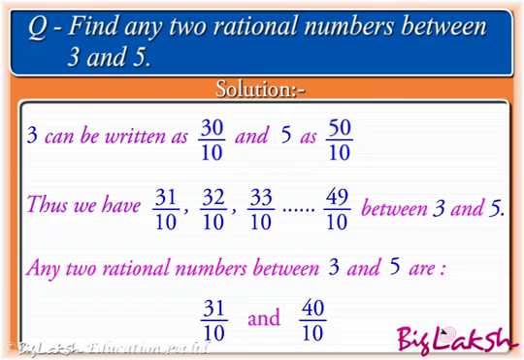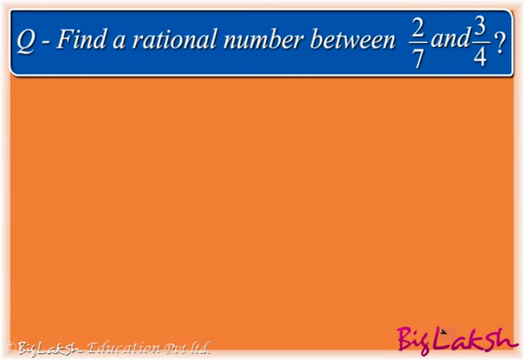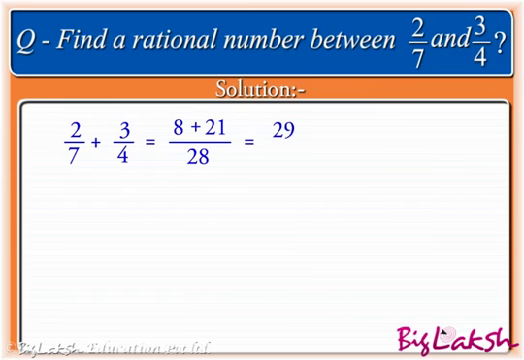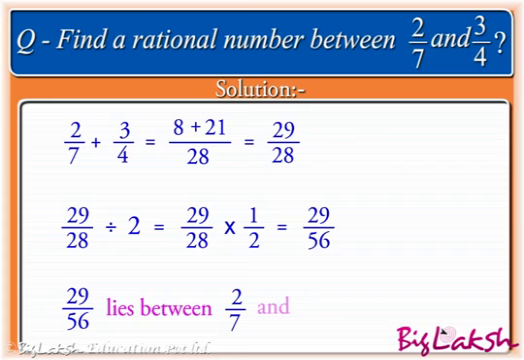Let us take an example of an alternative method. Find a rational number between 2 by 7 and 3 by 4. To find a rational number between two rational numbers by the alternative method, we will find the mean of the two given rational numbers. So for this, first, we will find the sum of 2 by 7 and 3 by 4. The sum is 29 by 28. Now, we divide the sum by 2. The result is 29 by 56. So, we can say 29 by 56 lies between 2 by 7 and 3 by 4.